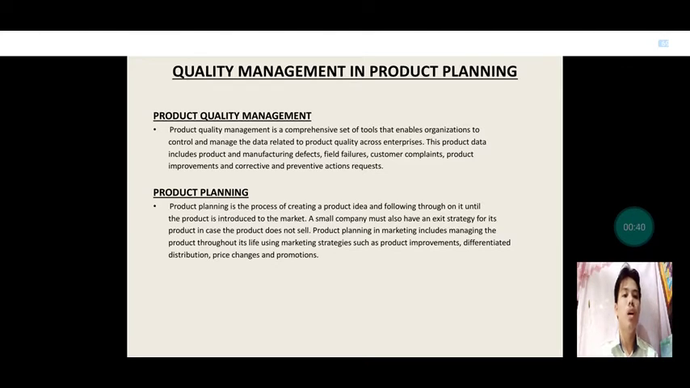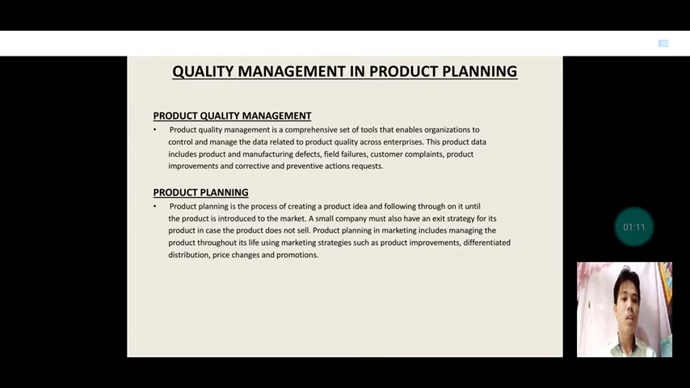This product data includes product and manufacturing defects, field failures, customer complaints, product improvement, and corrective and preventive action requests. So in product quality management, it's all about managing the different processes and aspects in products and manufacturing processes.